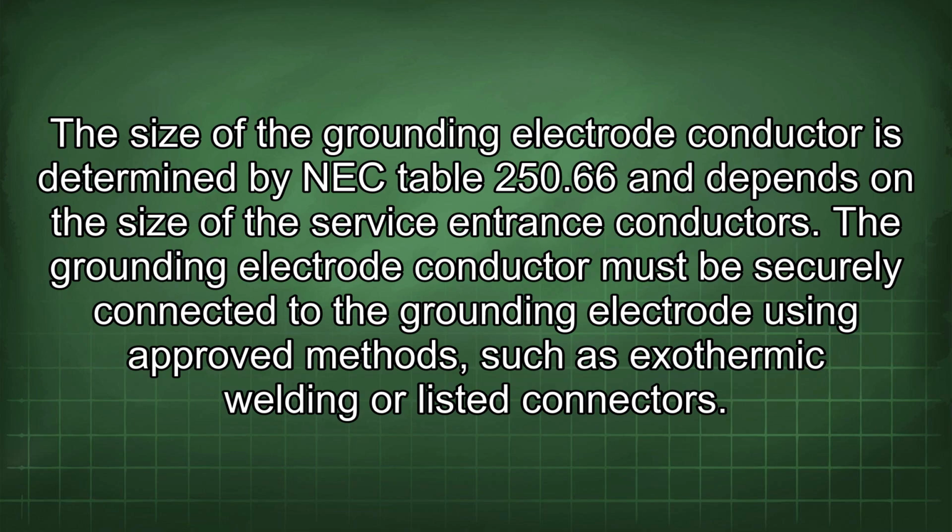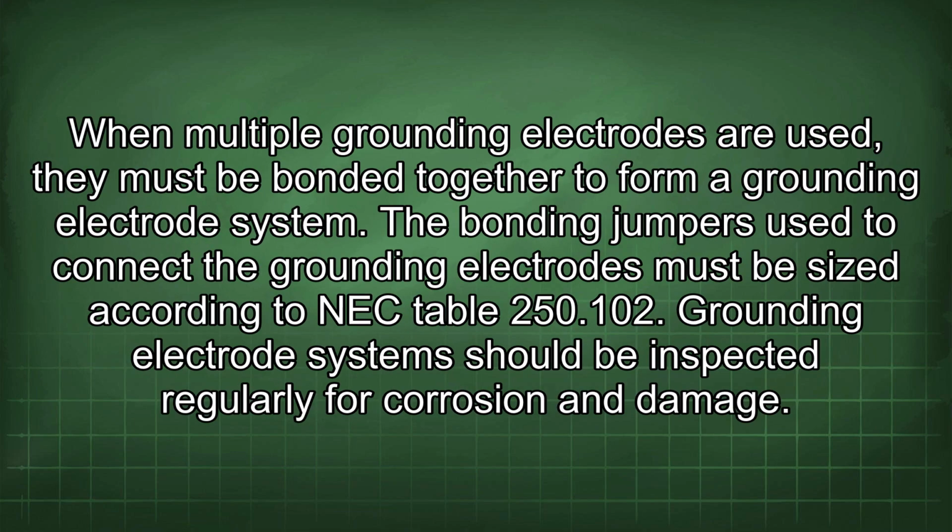The size of the grounding electrode conductor is determined by NEC Table 250.66 and depends on the size of the service entrance conductors. The grounding electrode conductor must be securely connected to the grounding electrode using approved methods such as exothermic welding or listed connectors. When multiple grounding electrodes are used, they must be bonded together to form a grounding electrode system.